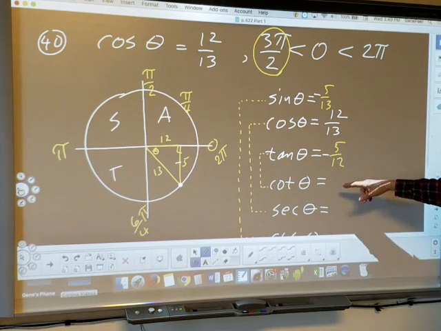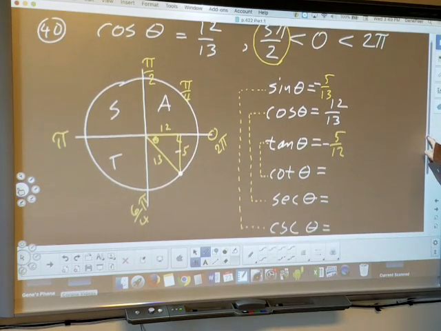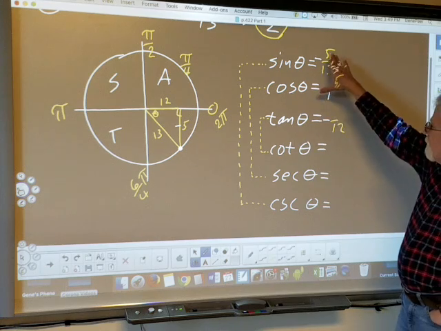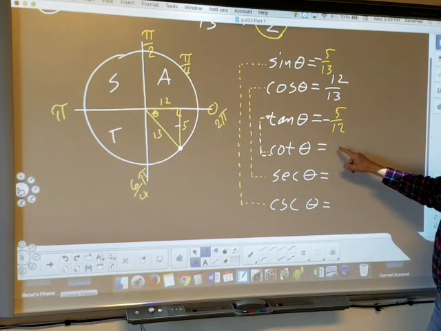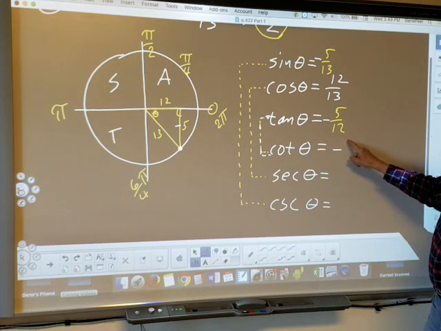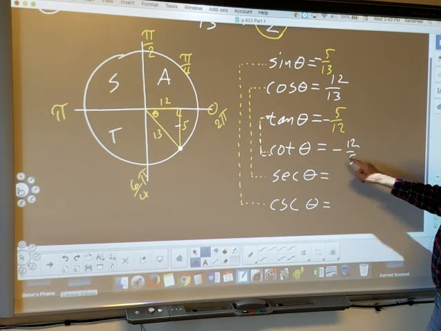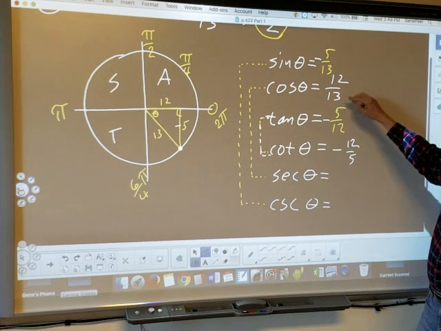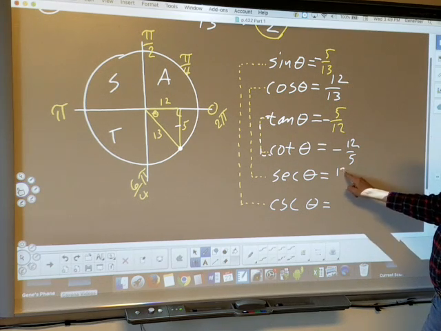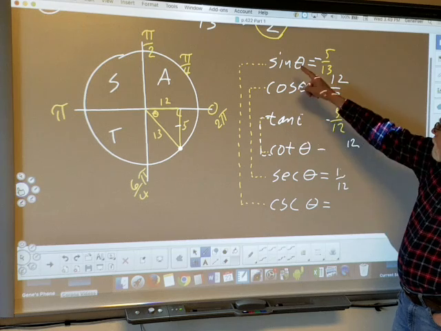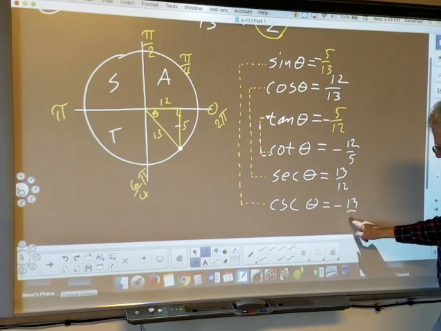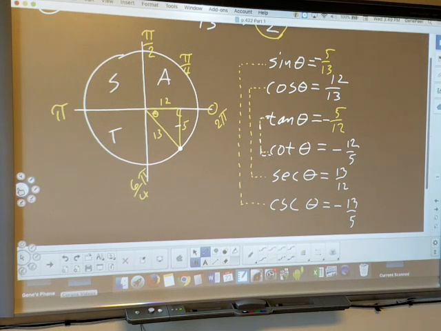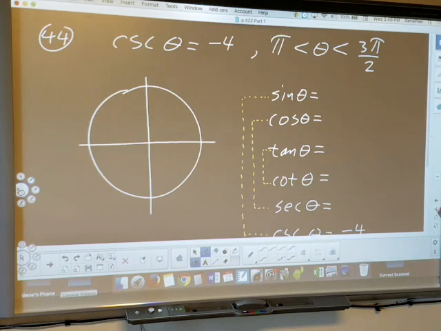Okay, cotangent, secant, and cosecant, they're easy because they are simply the reciprocals of these. Tangent being the reciprocal of cotangent, so we have here for cotangent negative 12/5. Secant, the reciprocal of cosine, so it's 13/12. And cosecant, reciprocal of sine, so it's negative 13/5. And we're done with that. So it wasn't so bad, was it? No, not really. We go on to number 44, more of the same thing.